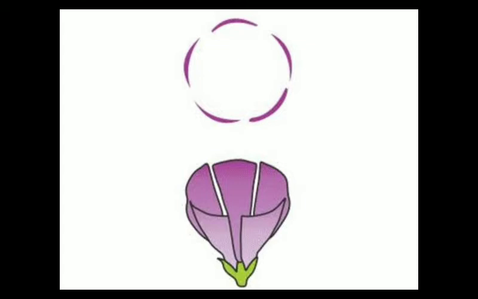In valvate estivation you can see that the petals are only marginally touching the other petal, they are not overlapping the adjacent petals. Such type of estivation is known as valvate estivation, and we have to remember the example also. What is the example of valvate estivation? Calotropis, which is commonly known as the aak plant.